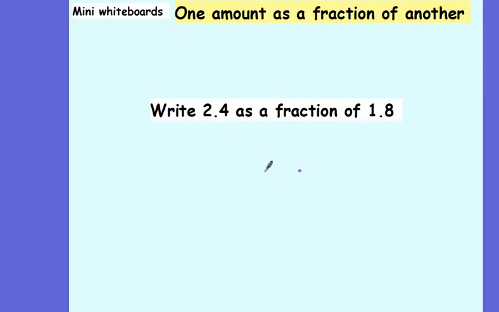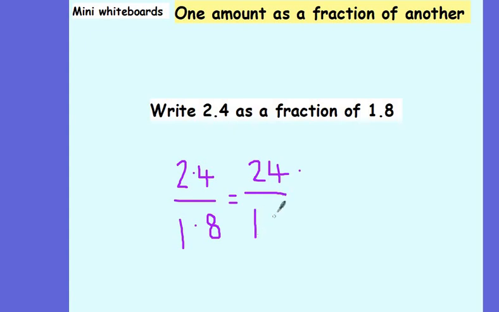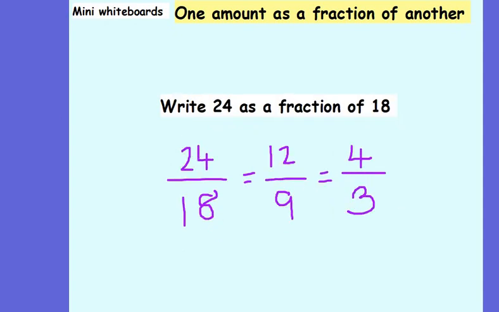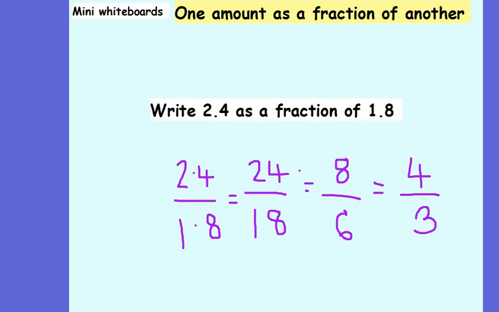Let's see how you got on. 2.4 out of 1.8. Multiply top and bottom by 10 gives me 24 out of 18. I can then simplify that by dividing top and bottom by 3, which will give me 8 over 6. Dividing top and bottom by 2 gives me 4 over 3. Well done if you noticed that was exactly the same as the first question. All I did was divide 24 and 18 by 10 to give me 2.4 and 1.8.